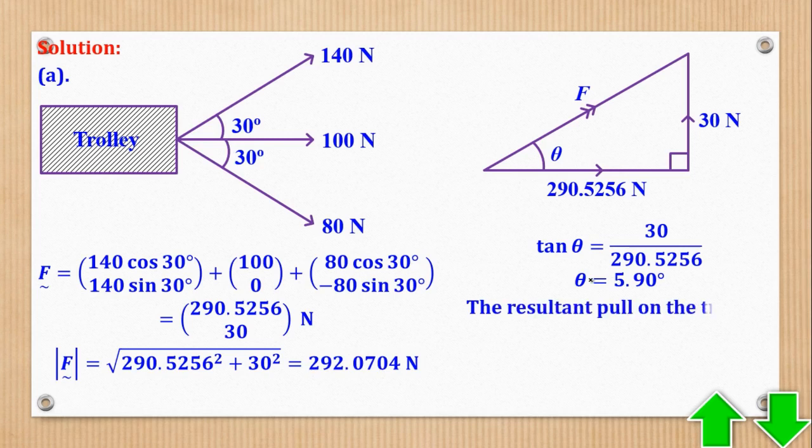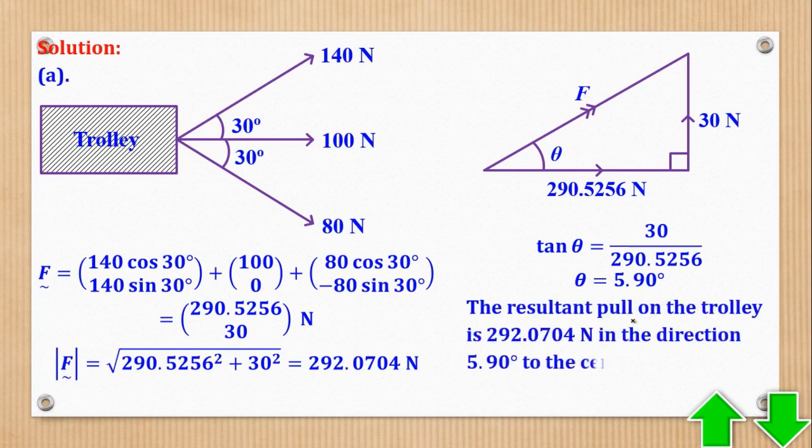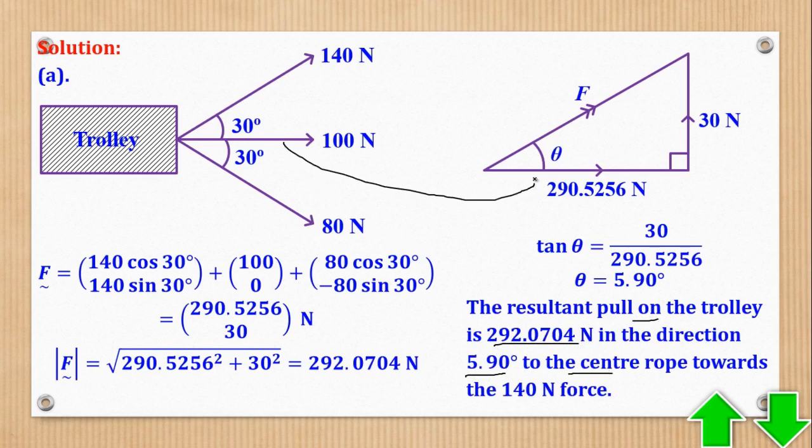Then I have to conclude that the resultant pull on the trolley is this, in the direction 5.90 degrees to the center rope. Remember, the center rope was horizontal. That's why I'm using it. And towards which side? Because this can be this side or this side, but it's towards the 140 Newton. So that was part A.